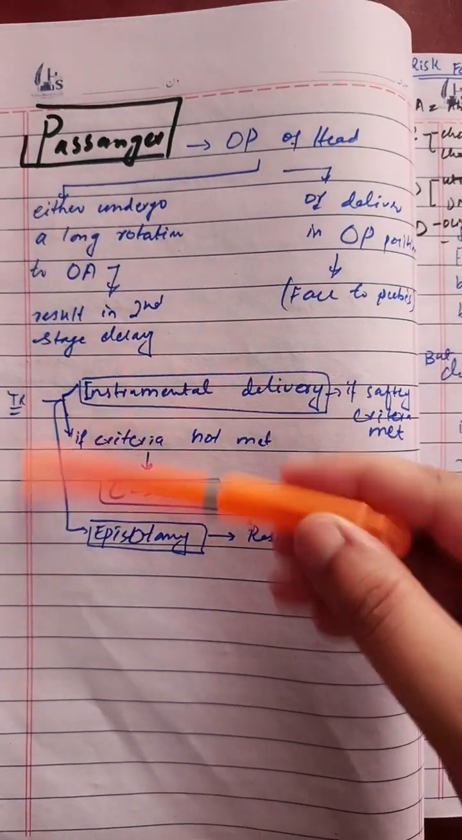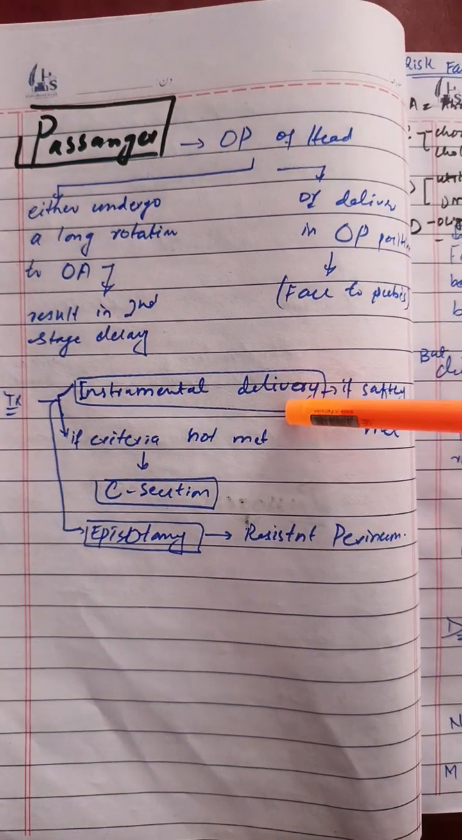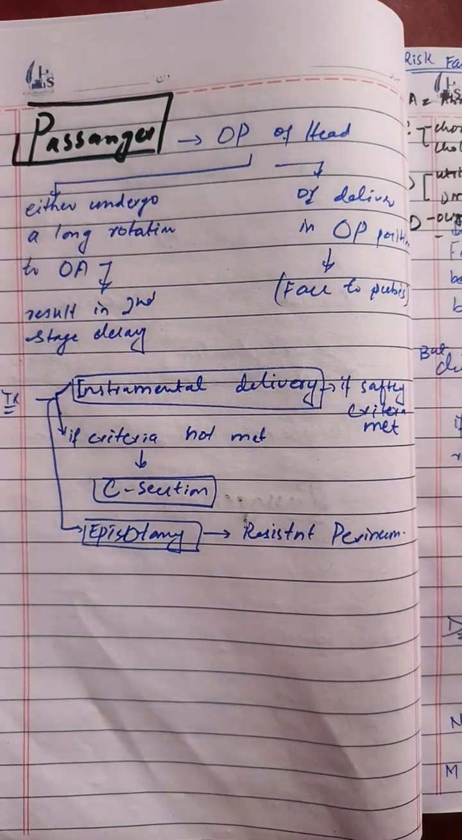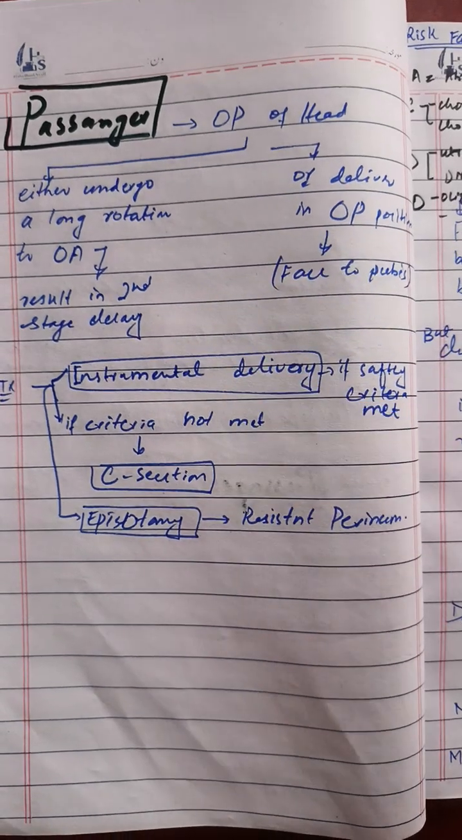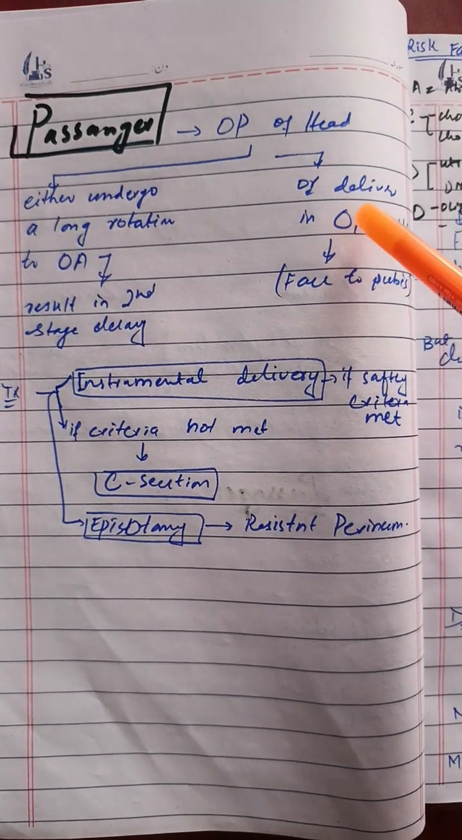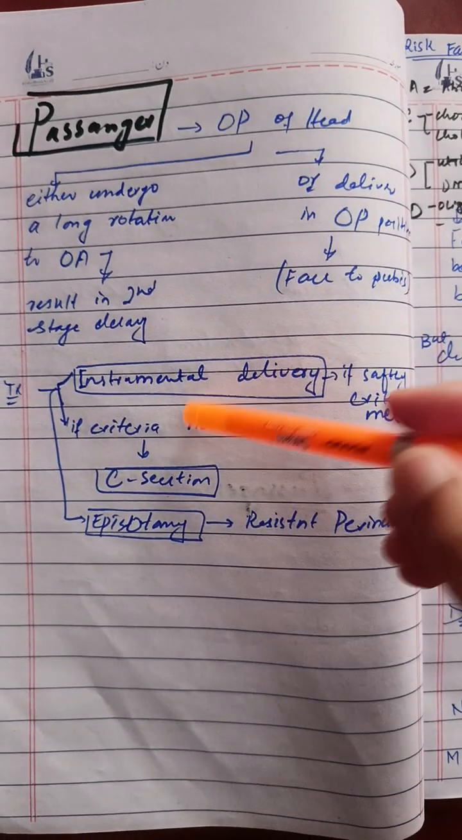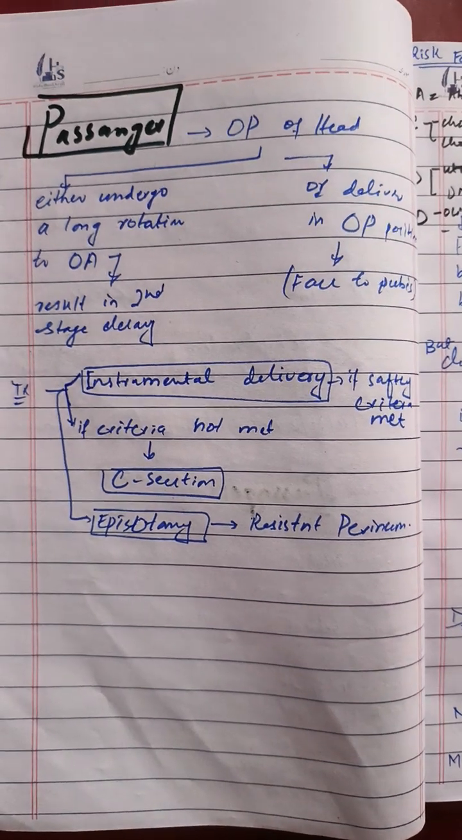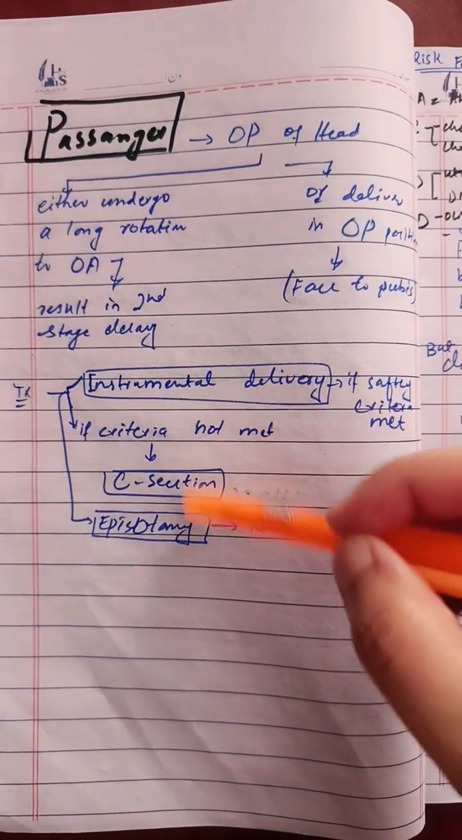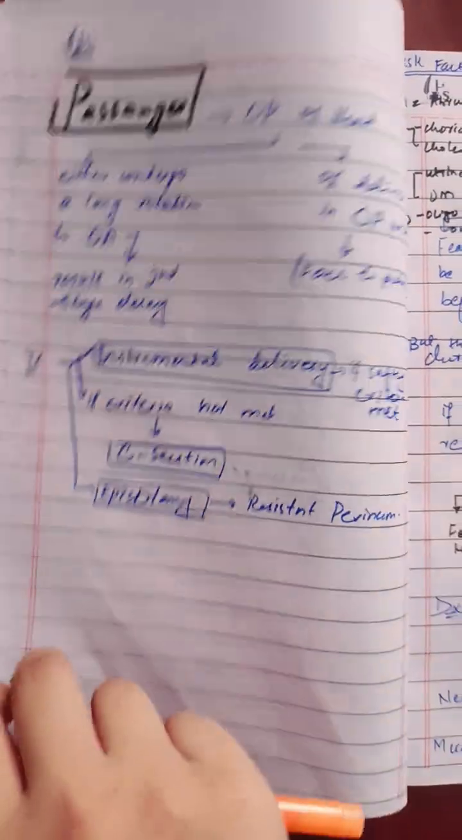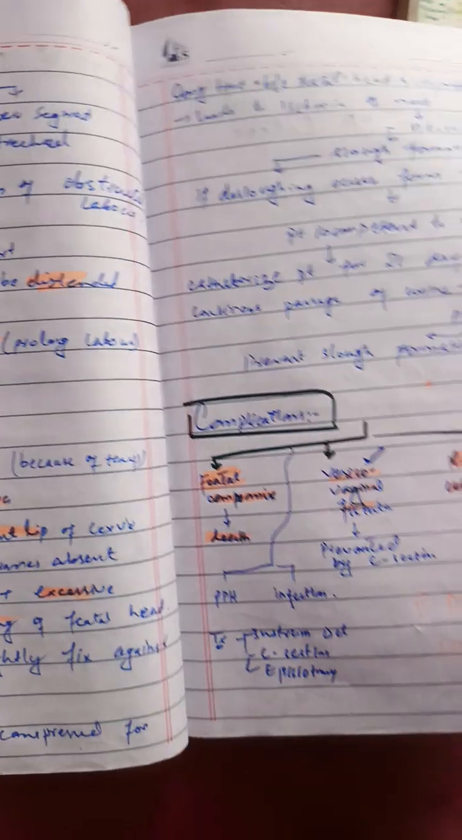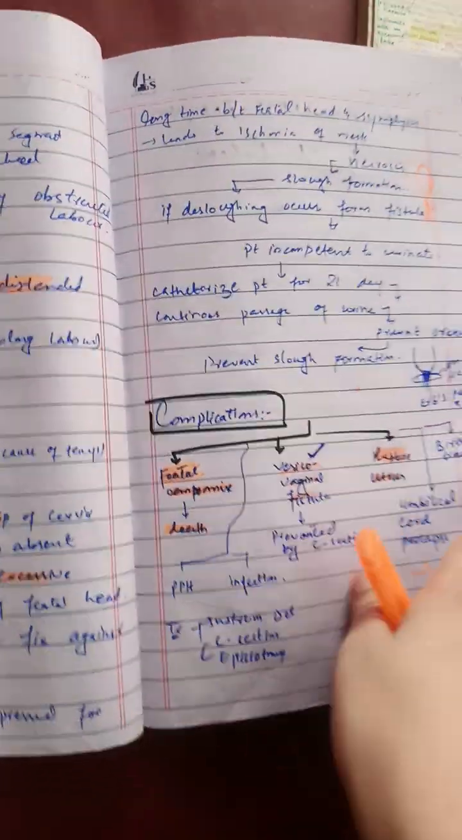How will we treat this condition? We will do an instrumental delivery. If there is a face presentation, we can do an instrumental delivery. If there is an occipito-posterior position, we can do an instrumental delivery, and we can do a C-section if the safety criteria for instrumental delivery are not met, and we can also do an episiotomy if there is a resistant perineum. This was all about poor progress in the second stage of labor.